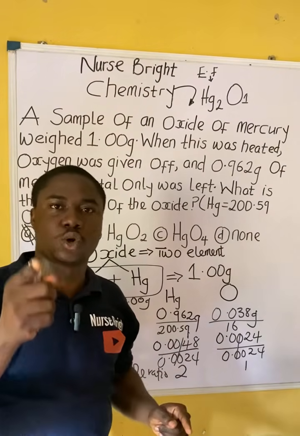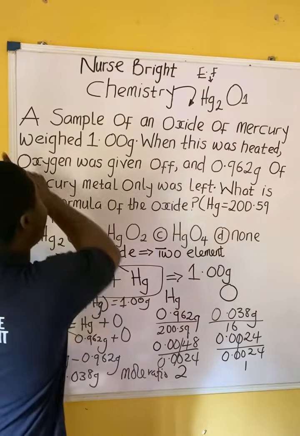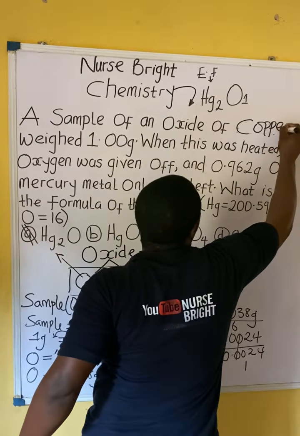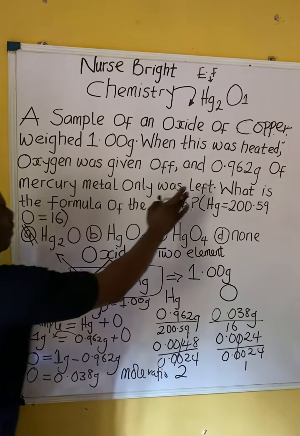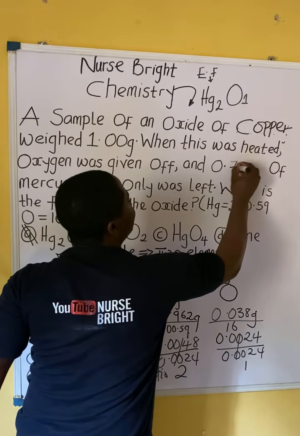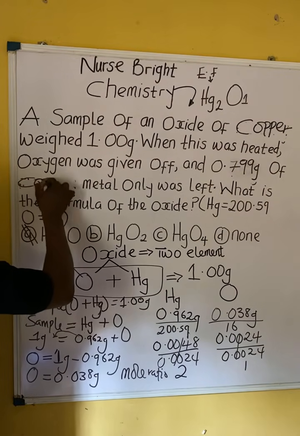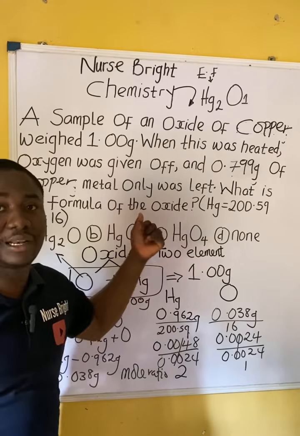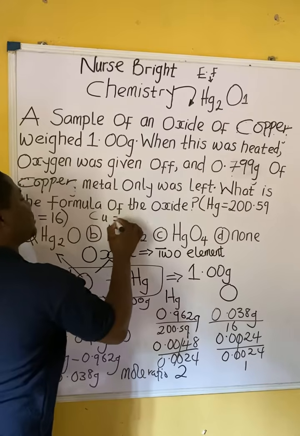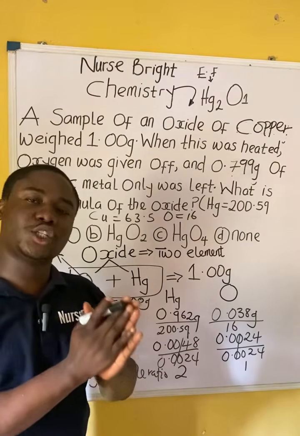So I'll be giving you a practice question so you solve under this aspect. Okay, guys, here is your own practice question. A sample of an oxide of copper, in this case, we'll be using copper as the metal, weighed 1 gram. I'm going to change the mass of the metal, which is copper, and in this case, it is 0.799 grams of copper metal. So you have to calculate the formula for me. I believe you know that it's the empirical formula you're looking for, EF. Then I'm going to give you the atomic mass for copper. Atomic mass is 63.5. Oxygen atomic mass is 16, doesn't change. So this is your question, and make sure you provide the answer in the comment section.